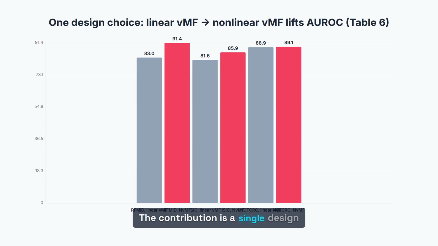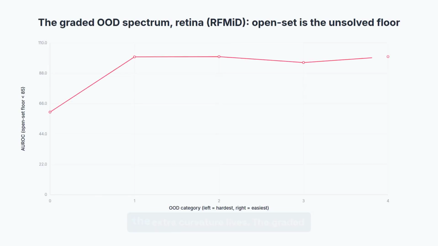The contribution is a single design choice. Turn the linear VMF classifier into the nonlinear one. Table 6 isolates it. On retina, the linear VMF head hits AUROC 82.96. The nonlinear VMF head hits 91.36, an 8.4 point jump from one change. On skin, 81.64 to 85.94. On histology, 88.89 to 89.13. The nonlinear log partition boundary separates in distribution from out of distribution more sharply than the linear cosine one. The theory says why. As kappa grows, the nonlinear logit collapses to cosine. So small kappa is where the extra curvature lives.